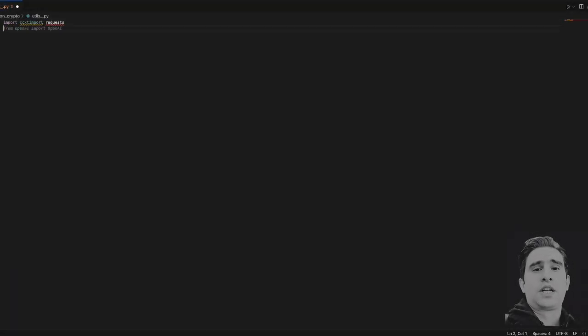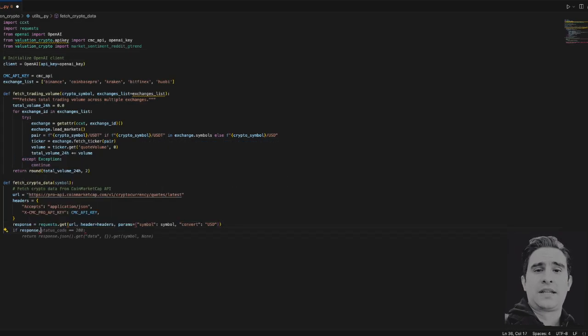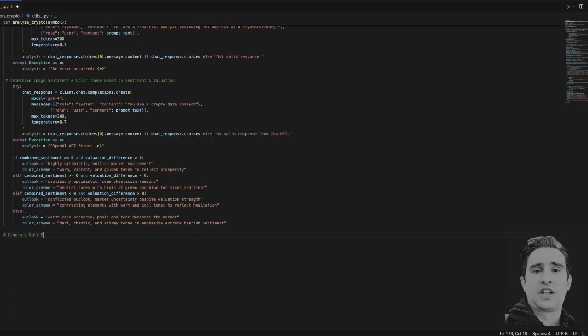Hello world. Today I'm giving you a quick behind-the-scenes look at how we build and run a crypto valuation and sentiment analysis system, from coding the core logic to seeing it live in action. Right now we're in utils.py, the engine under the hood.